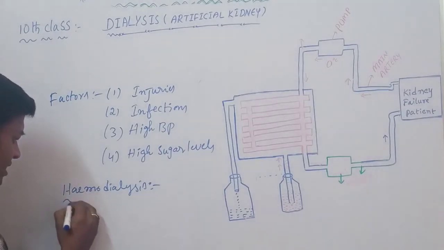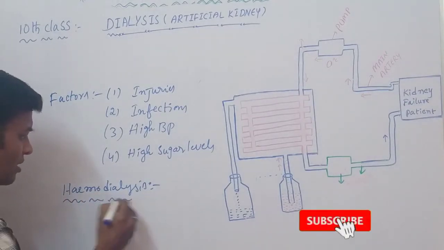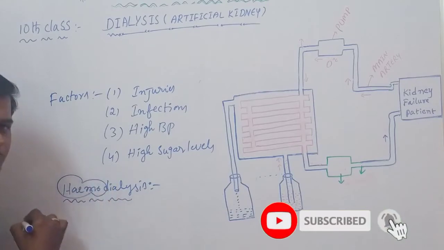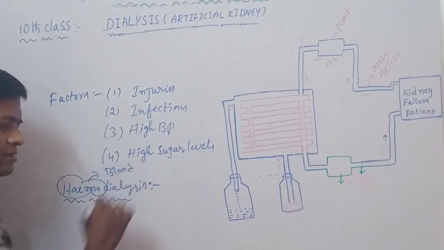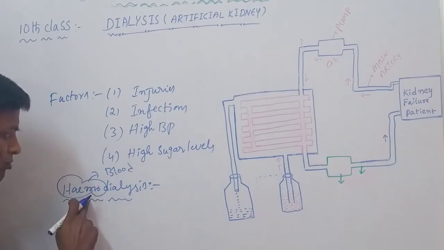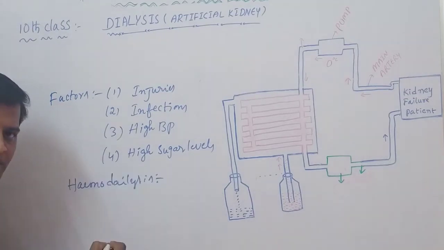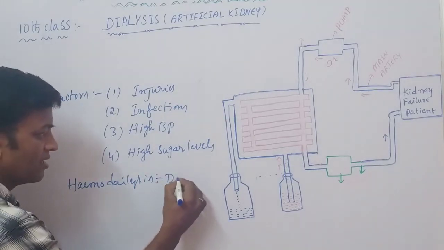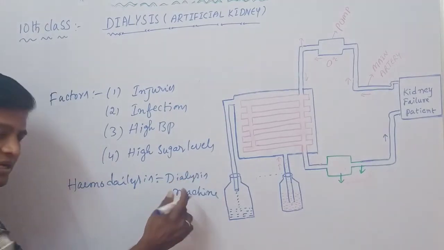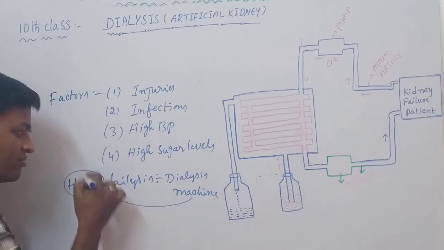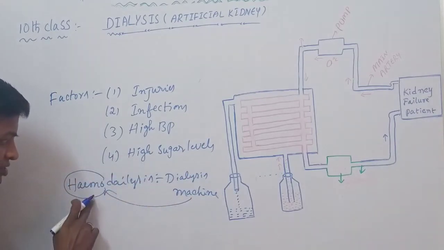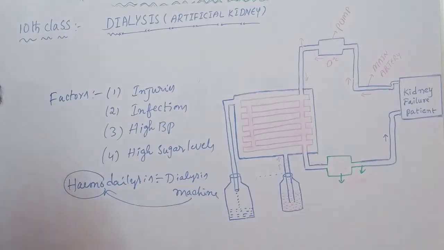In the hemodialysis process, what is the meaning of hemo? Hemo means blood. We can filter the blood by using a machine we call a dialysis machine. By using the dialysis machine, we can filter blood and separate the waste materials. This process is called hemodialysis.